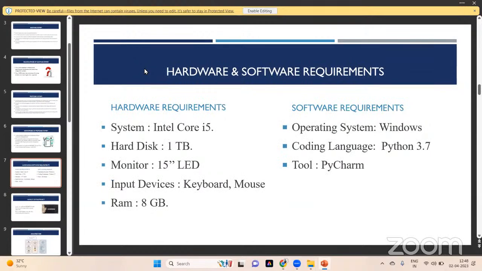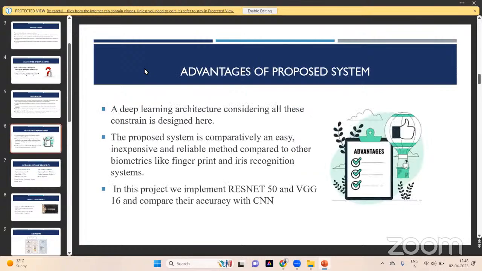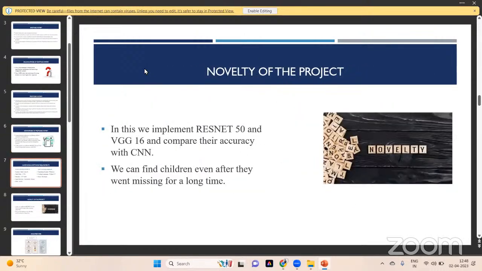And hardware and software requirements is system Intel Core i5 and hard disk 20. Conclude your project. Conclude the project.